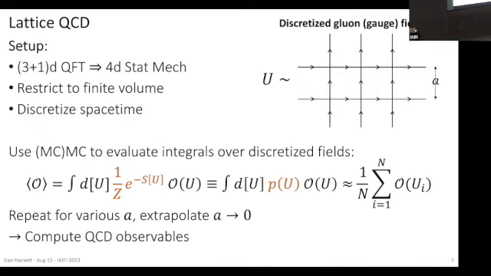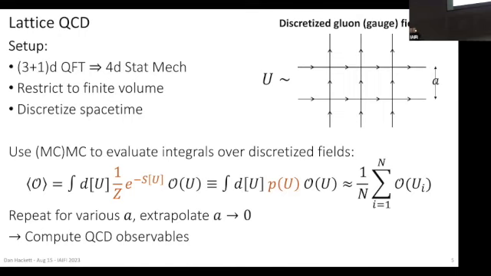As long as your action is real, which it is in a lot of cases of interest, you can interpret this Boltzmann weight as just a probability weight, which means you can reinterpret this path integral as just a statistical expectation value. And just by drawing samples from this distribution P, the target distribution, you can compute expectations in the usual Monte Carlo way.